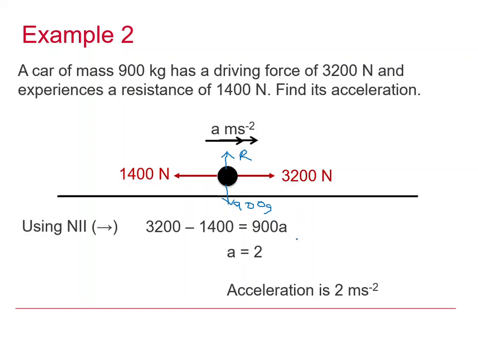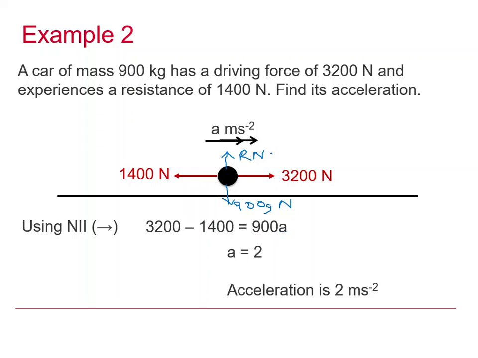Now if we apply Newton's second law, F equals ma, taking positive to the right, we have the 3200 and the 1400 acting to the right and to the left. I should have put newtons on there, shouldn't I? How naughty. You've got the 3200 to the right and the 1400 to the left, and you have the mass times the acceleration, and the mass is 900 kilograms, and the acceleration is given on the diagram as a meters per second squared.